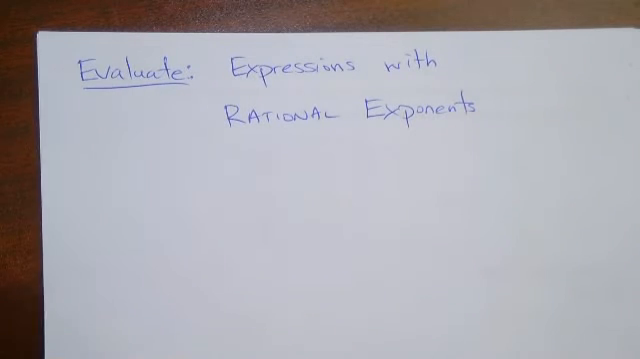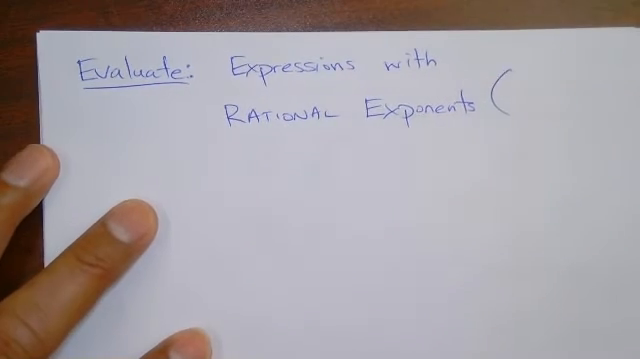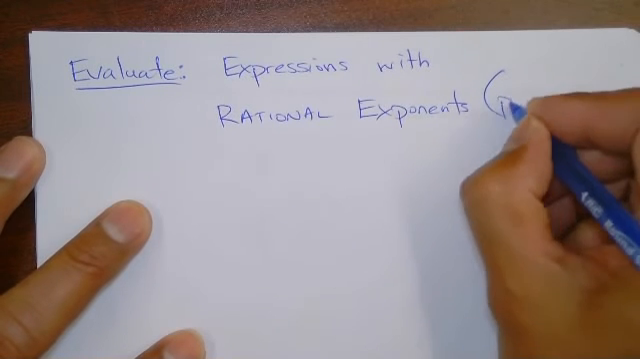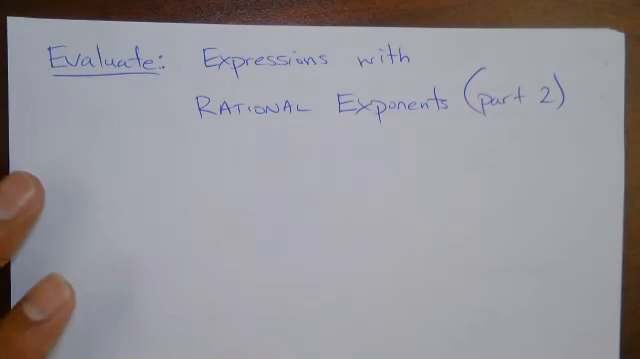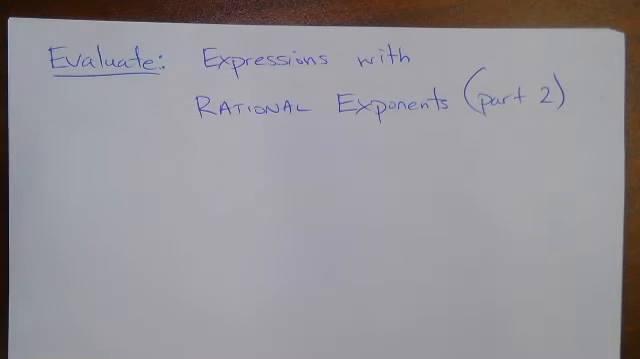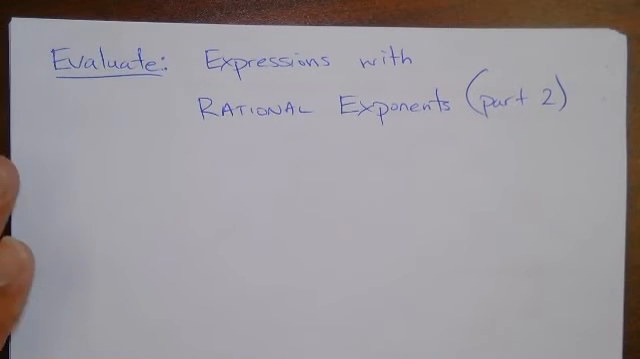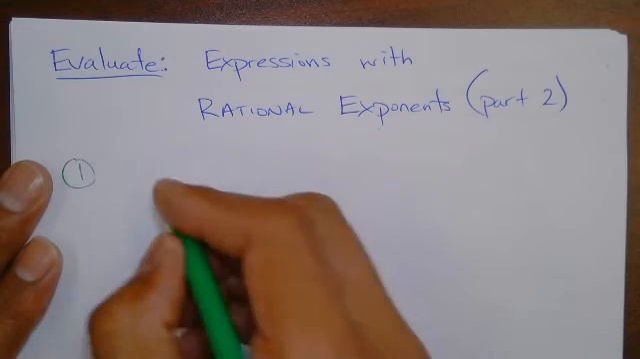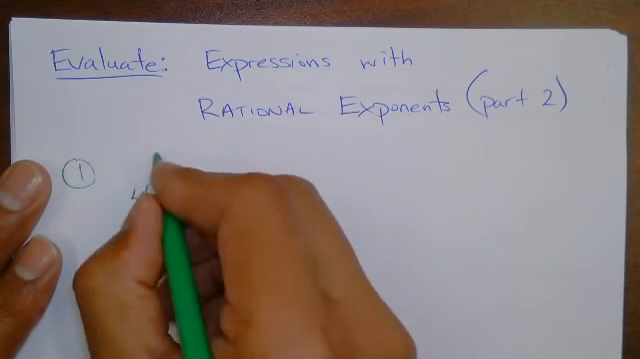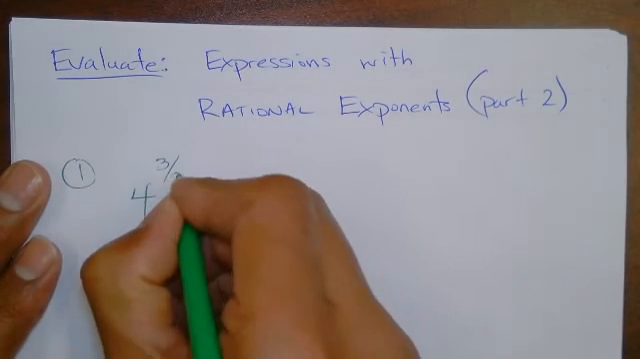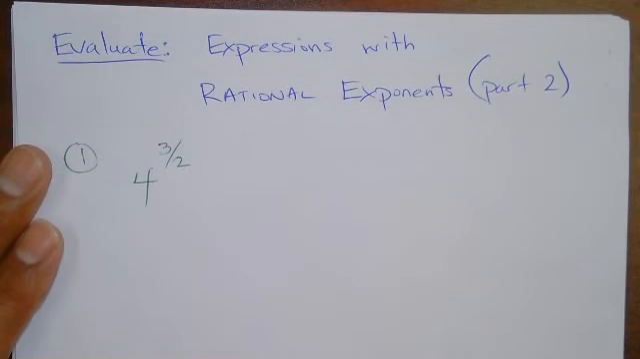Okay. But this is part 2 because we just did part 1 on the previous worksheet. Yeah. Expressions with rational exponents, part 2. All right, so let me put this problem for you. I'll put a really easy one. How about number 1, 4 to the power of 3/2. Let's do that easy one like that.